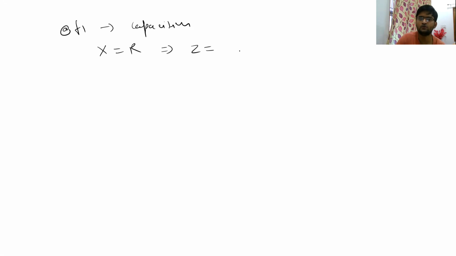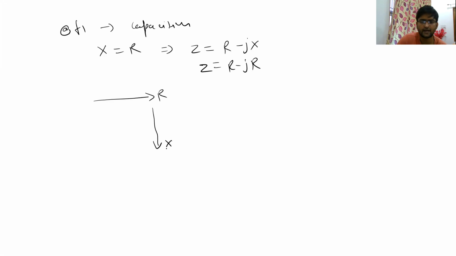So this X value, which is equal to R, is basically a capacitive value. So the Z value, you can write as R minus JX, because it is capacitive. So it can also be written as R minus JR at F1. If you draw the phasor for this impedance, this is your R, this is your X, which is equal to R, and this will be your final Z. So what will be the value of theta? Theta will be tan inverse of minus R upon R, which is equal to minus 45 degrees.